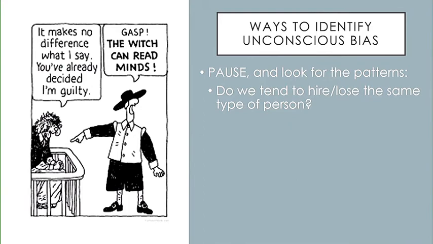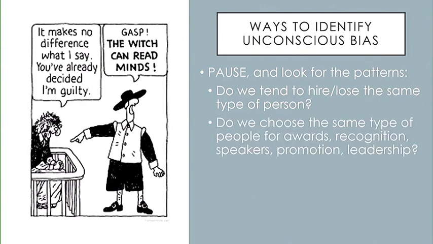So for example, do we tend to hire the same kind of people to join our practice or our lab, or do we tend to lose the same kind of people? Do we have a revolving door where maybe we notice a pattern that our junior faculty just aren't staying, they're only sticking around for a year or two and then they leave? What's going on here? Similarly, do we tend to choose from among the same type of people for awards and recognition, or to be speakers, or for promotion and leadership positions?